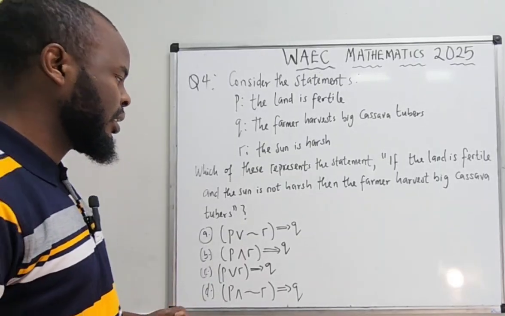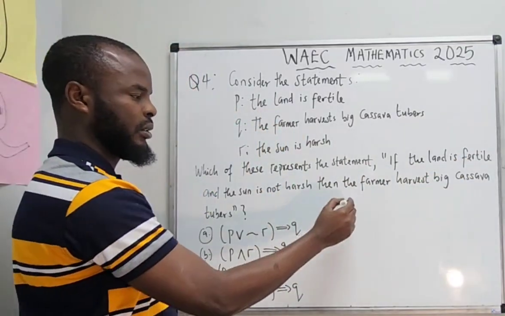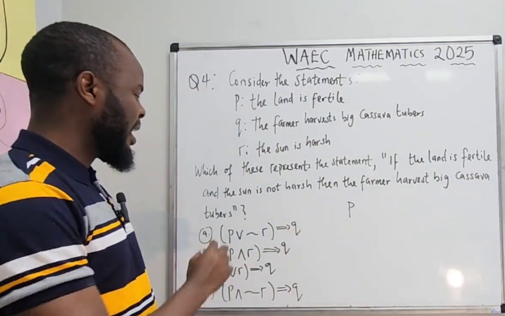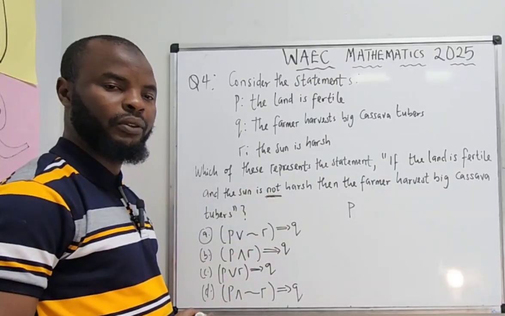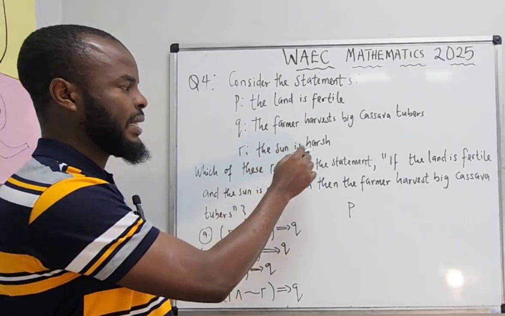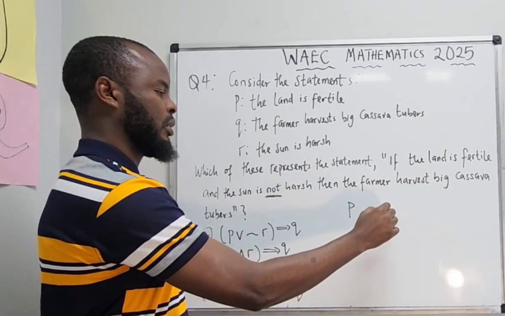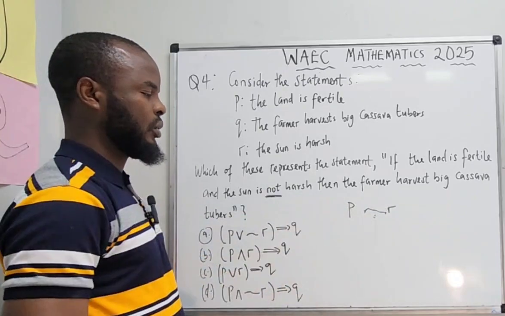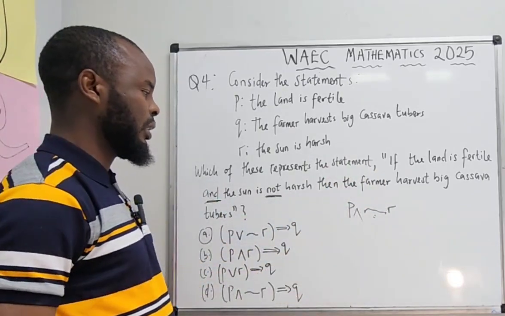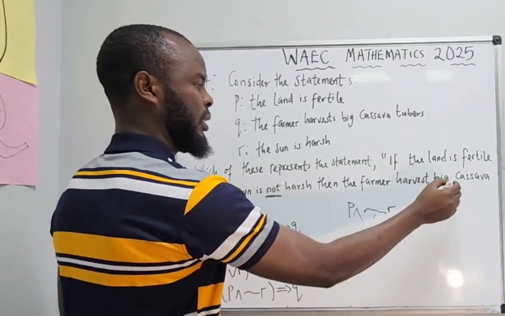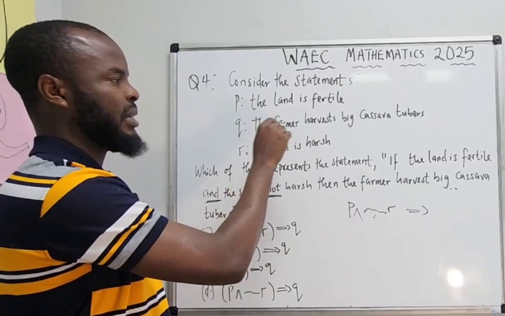Now let's look at this. The first statement says if the land is fertile, that is P, and the sun is not harsh, this is negation. The sun is harsh is R. Then the negation is going to be what? It's going to be this. So we have and, which is the conjunction. Then what? What happened? We have the harvest of big cassava. That is the farmer harvests big cassava.